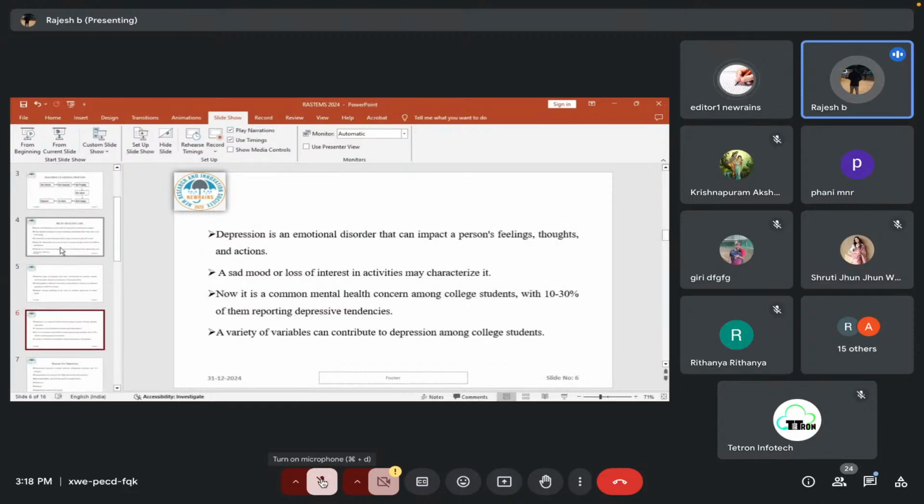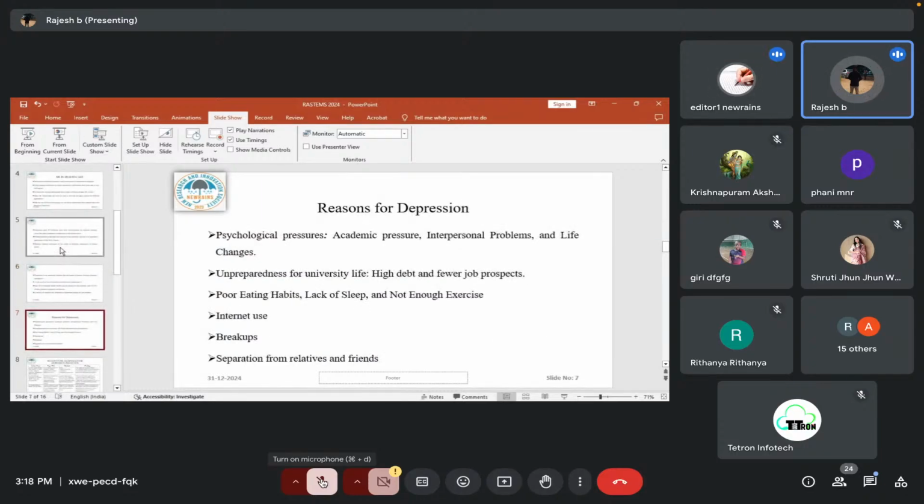And then coming to my topic, depression. We know that depression is an emotional disorder, and nowadays 10 to 30% of college students are suffering from different types of mental disorder, and these are the reasons for the depression of students: psychological pressures, poor eating habits, internet usage, unpreparedness for university life, breakups, and separation from relatives and friends.